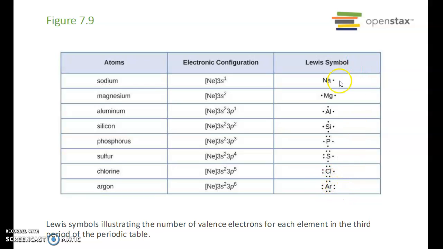You could do this in the prior row with lithium, beryllium, and then you'd go all the way over to boron and carbon, nitrogen, oxygen, fluorine, and in that case, neon.